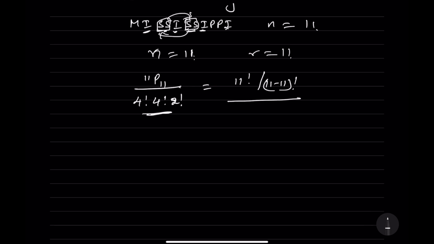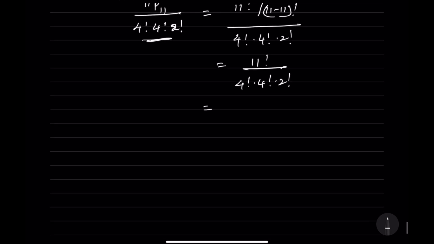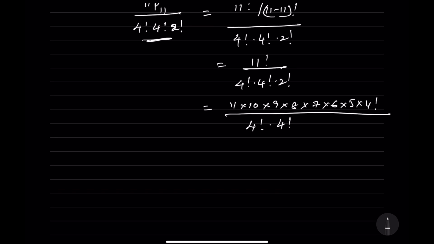Okay. So therefore here you are getting it in this way: 11 factorial by 11 minus 11 factorial, so this is 4 factorial into 4 factorial into 2 factorial. This can be written as 11 factorial by 0 factorial, which is 11 factorial by 4 factorial into 4 factorial into 2 factorial. Which is equal to 11 into 10 into 9 into 8 into 7 into 6 into 5 into 4 factorial divided by 4 factorial into 4 factorial into 2 factorial.